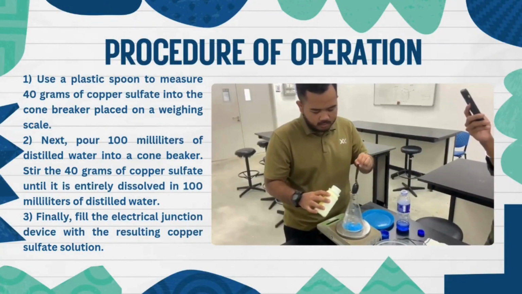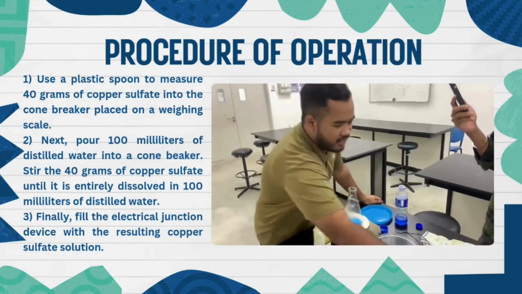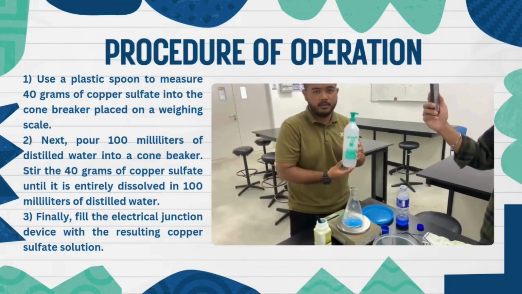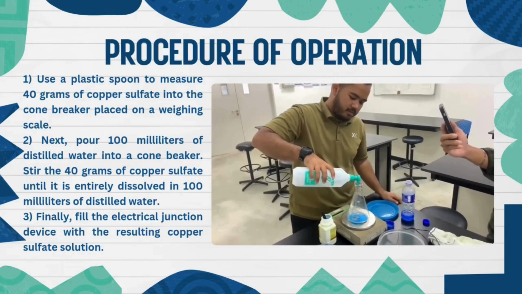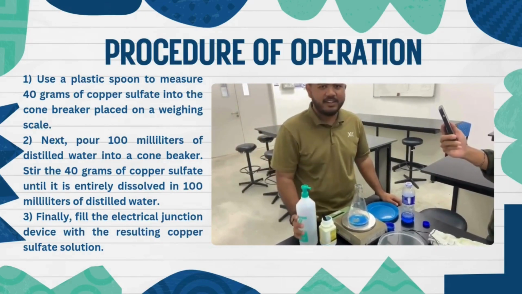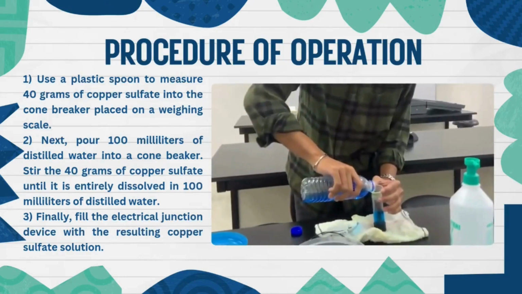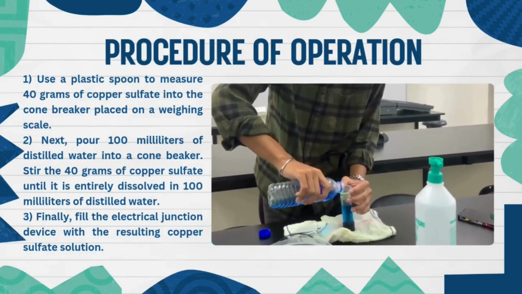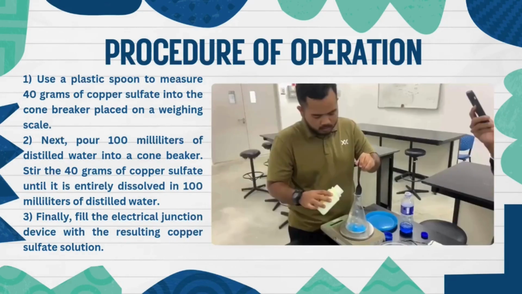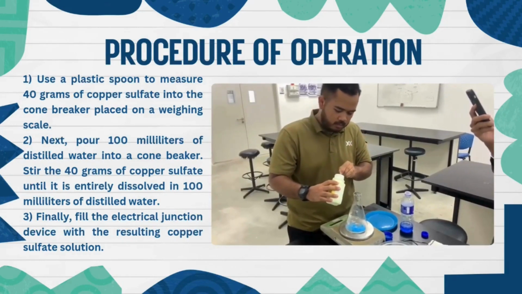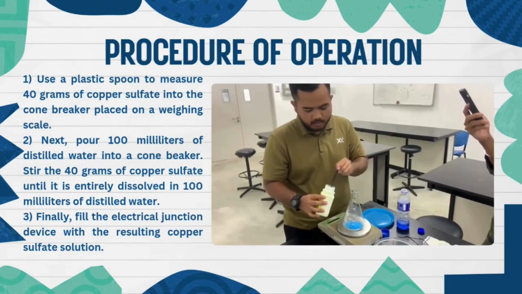First one, use a plastic spoon to measure 40 grams of copper sulfate into the cone breaker and place on the weighing scale. Next, pour 100 milliliter of distilled water into a cone breaker. Stir the 40 grams of copper sulfate until it is entirely dissolved in 100 milliliter of distilled water. Finally, fill the electrical junction device with resulting copper sulfate solution.